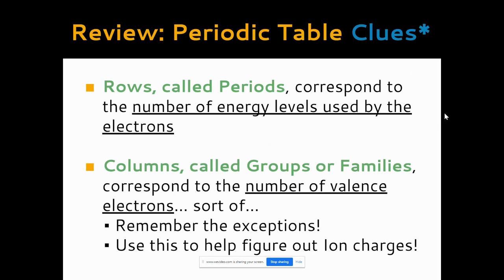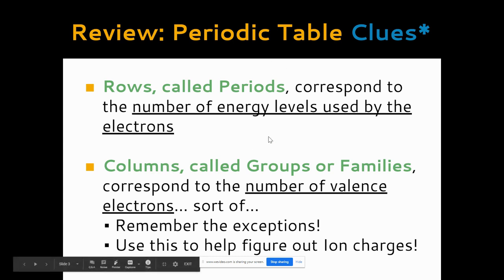All right. Now, on the periodic table, we have rows. Those are called periods. Now, very important, rows are the horizontal ones, so going back and forth like this. Columns are the up and down ones, so going up and down like this.